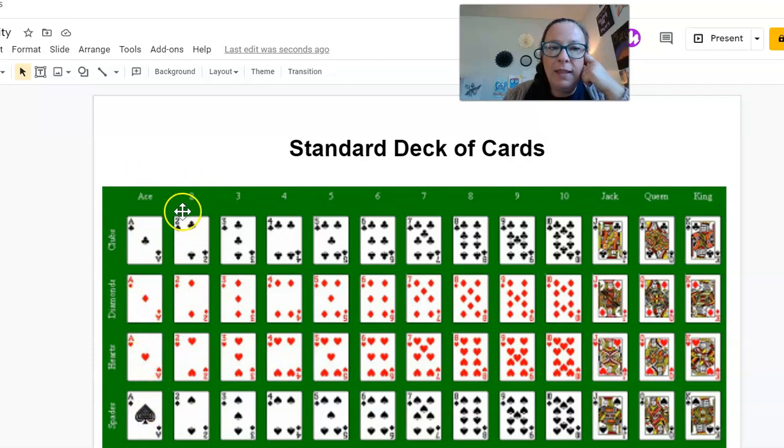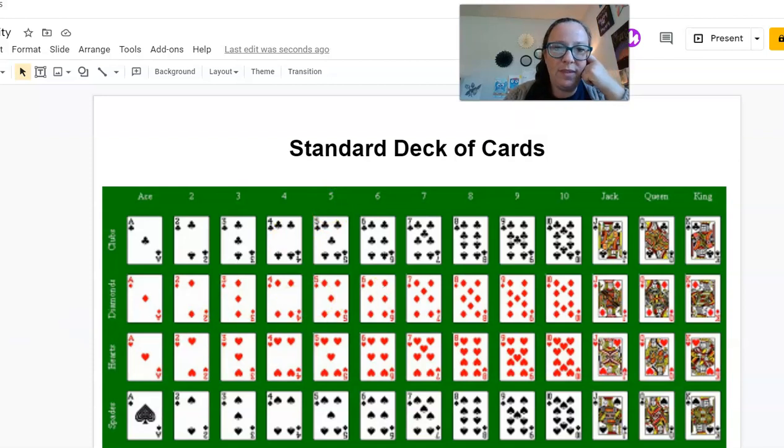You have ace cards, and there's not a 1 card. You have ace cards, and then you have numbers 2 through 10. And then you start with the jack, so it's got a J, the Q for queen, and a K for king. And that's your 52-piece standard deck of cards. There's 52 cards. All right.